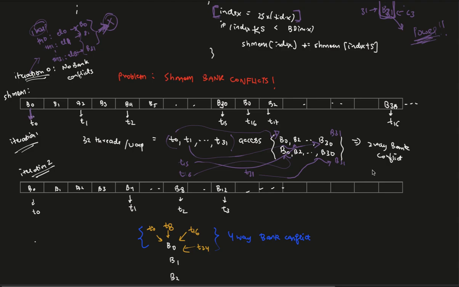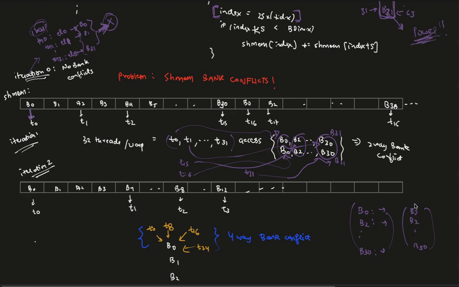So we can see that bank 0 is accessed twice, bank 2 is accessed twice, and bank 30 is accessed twice. So this is a two-way bank conflict, because when T0 to T31 try to write their values to shared memory, in the first write there will be writes to bank 0 to bank 31, and then we need another write to write again to bank 0 to bank 30.